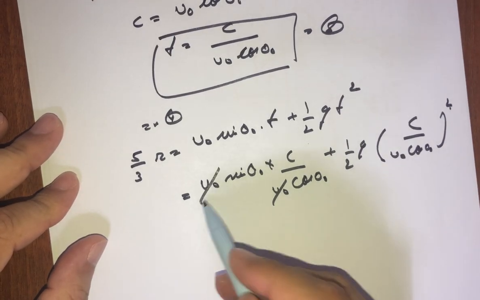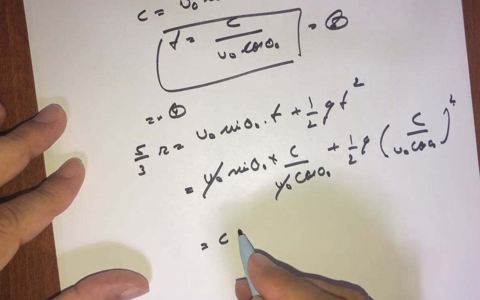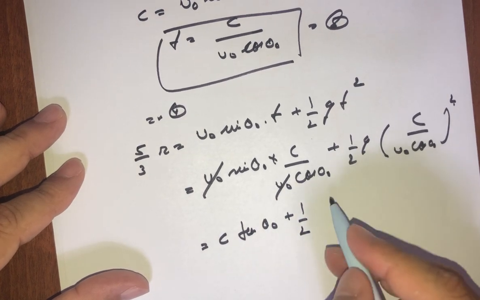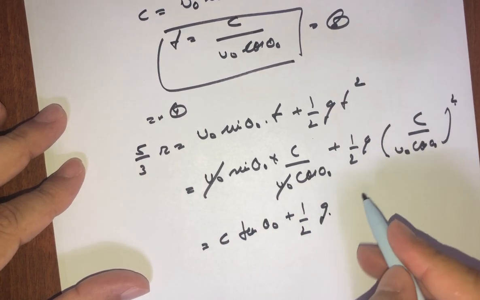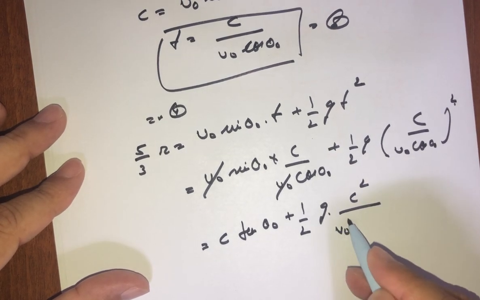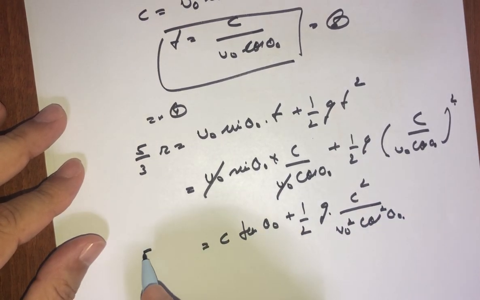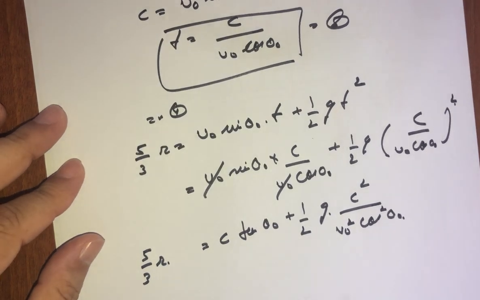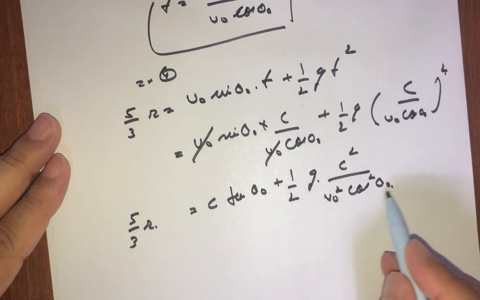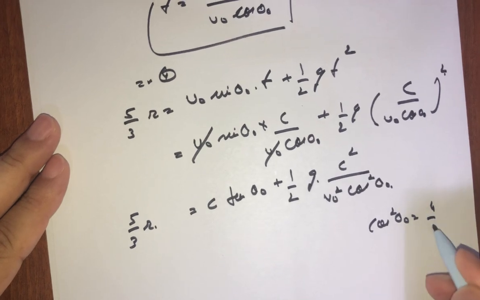Here v naught cancels out with v naught, so this will be equal to c tangent of theta naught plus half g c square over v naught square cos square theta naught. So this is equal to 5 by 3 r. We already know cos of theta naught, so cos square theta naught is equal to 4 by 9.